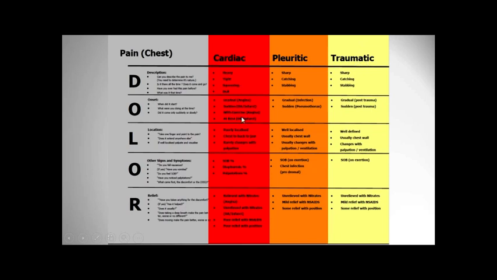The cardiac pain is gradual in stable angina, but can be sudden in unstable angina and myocardial infarction. If it occurs with exercise, angina. If it occurs at rest, unstable angina and myocardial infarction. The pleuritic pain, in the cases of infections, can be gradual, but if it's a pneumothorax, it will be a sudden pain, very, very severe sometimes. The traumatic can be gradual, can be sudden, depending on the severity of the trauma.